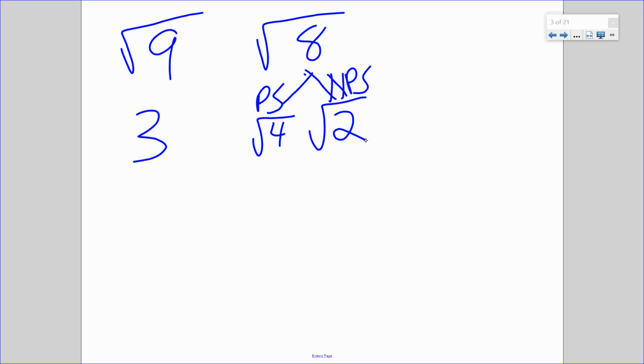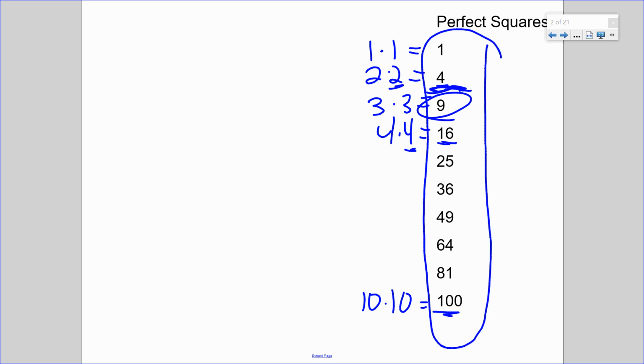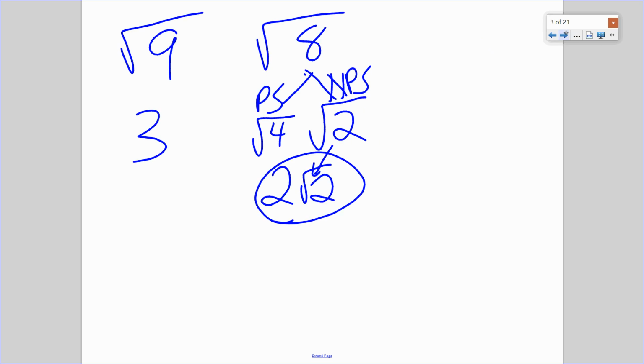That's step 1. Step 2 is to take the square root of the perfect square. The square root of 4 is 2. The non-perfect square comes down, and 2 radical 2 is your answer. So you need to find the largest perfect square, the largest number on this list that goes into each value. Once you have that, you're breaking it down into that value and whatever multiplies by it to get the value you're looking for. In this case, 4 and 2 is 8.